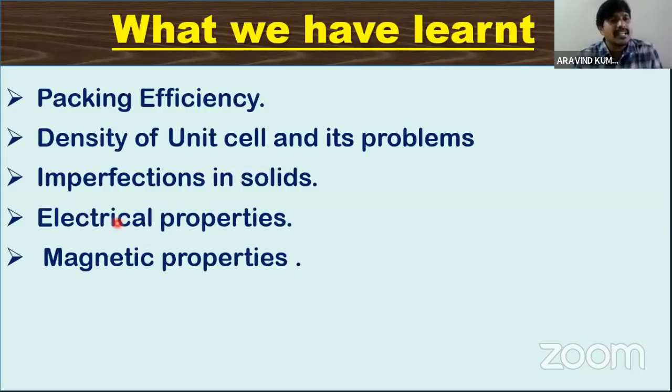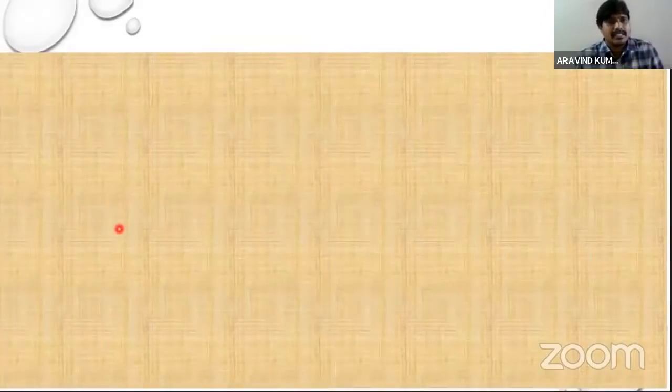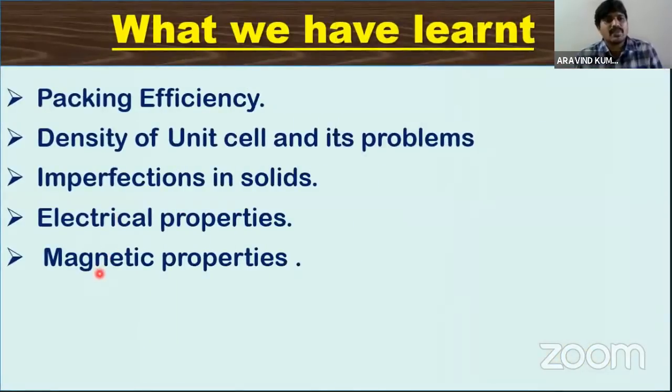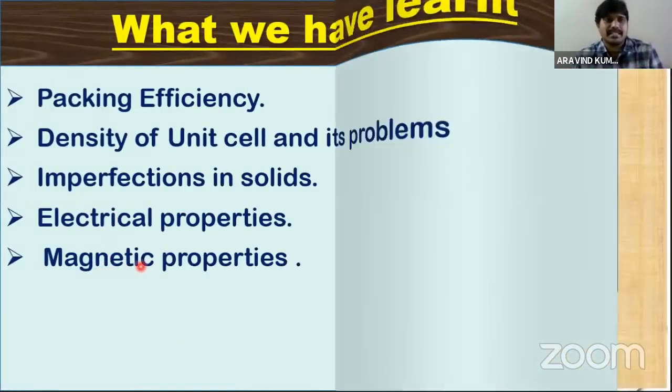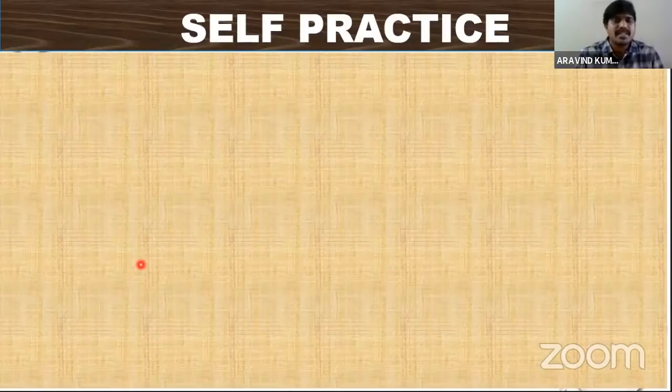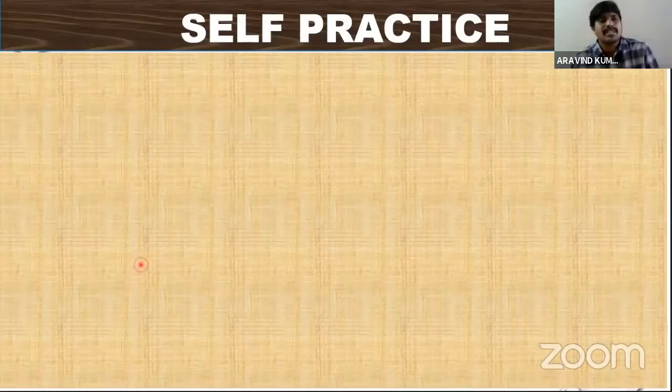Next, we have studied electrical properties. In the electrical properties, we have studied the band theory. Very, very important, children. Band theory. The last one is magnetic properties. Now I'm giving you self-practice so that you can see this class and have the revision, and check whether you are able to do these problems on your own.